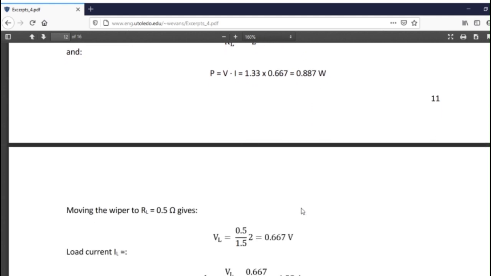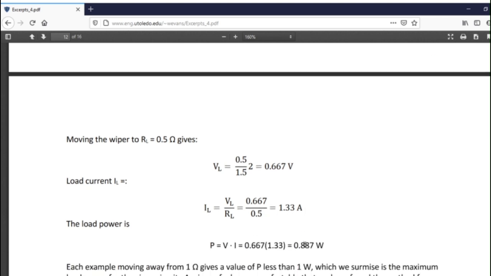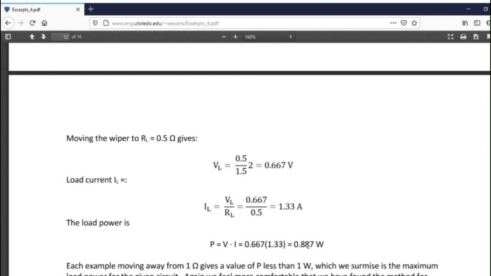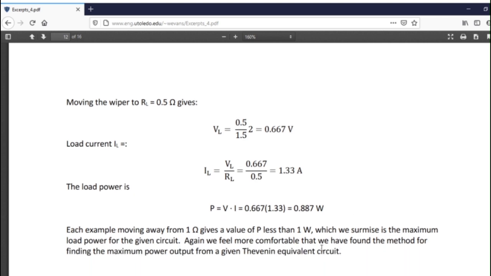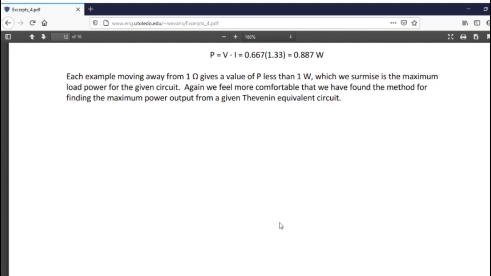Now if we go to 0.5 ohms, 0.5 times 1.5 times 2 is 0.667 volts. So we've dropped our volts. Now our current is 1.33. So we multiply 0.667 times 1.33, and again we drop to 0.887, which is less than 1. So either way we go, a little bit on the plus side or a little bit on the minus side, our power goes down. Again, this isn't a proof, but it gives us some comfort that we found the method for finding the maximum power output from a given theoretical or Thevenin equivalent circuit.